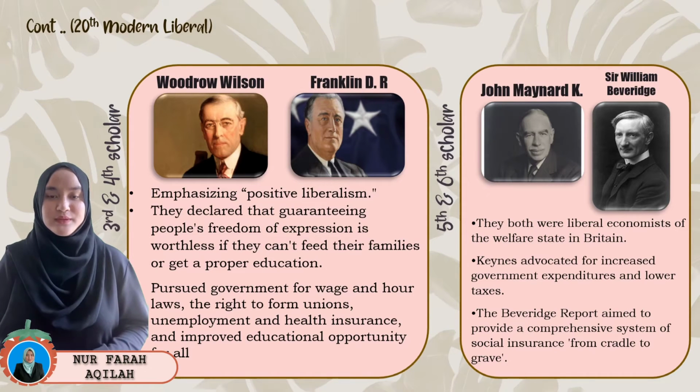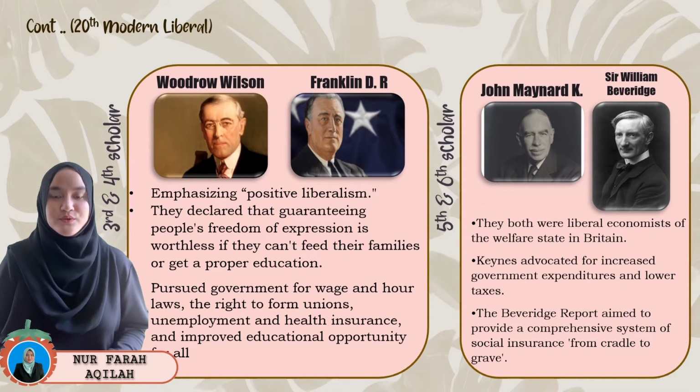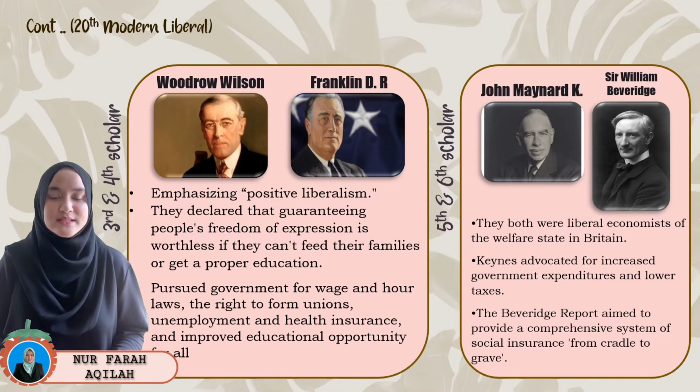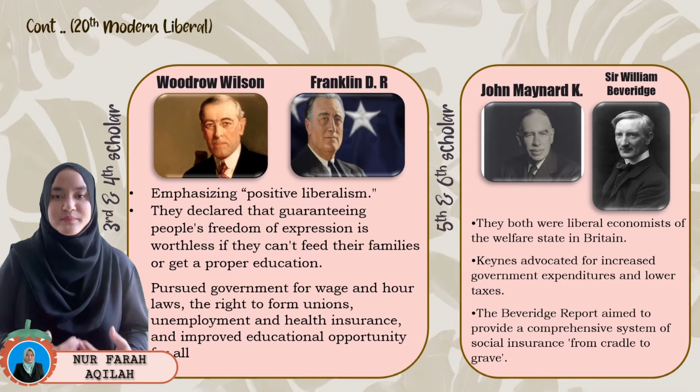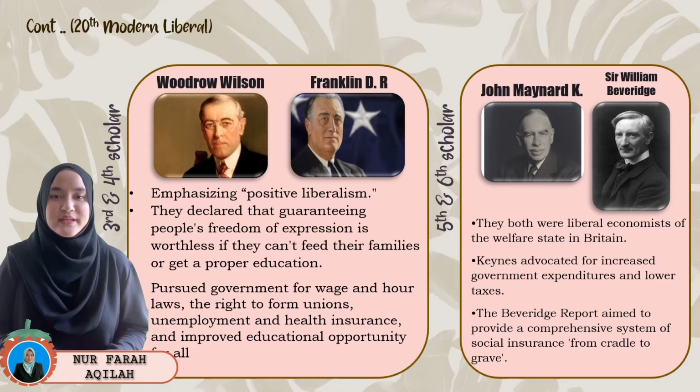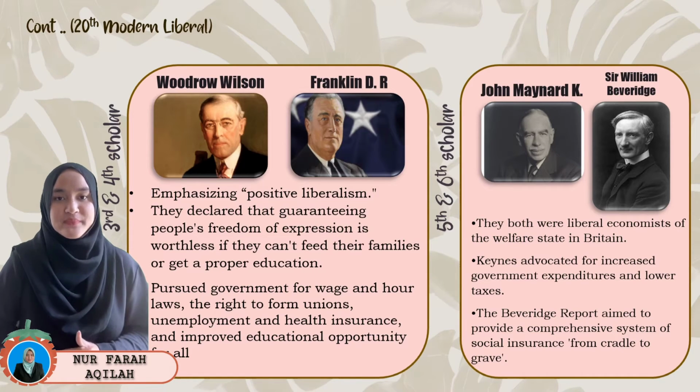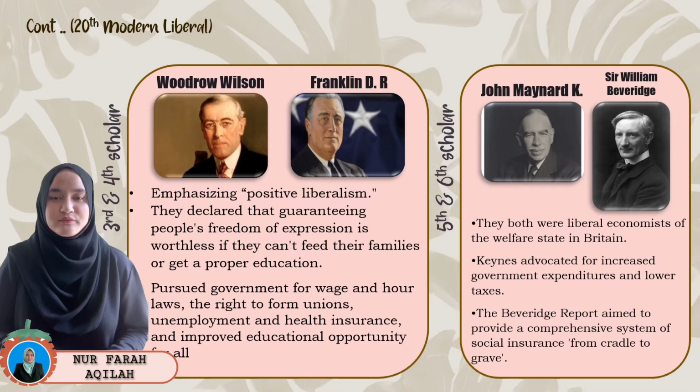Modern liberals of the 20th century in the United States, Woodrow Wilson, the 28th President, and Franklin D. Roosevelt, the 32nd President, were emphasizing positive liberalism. They declared that guaranteeing people's freedom of expression is worthless if they cannot feed their families or get a proper education. They asked for wage and hour laws, the right to form unions, unemployment and health insurance, and improved educational opportunity for all through the government. To do this, they were placing heavier taxes on the rich rather than on the working class.